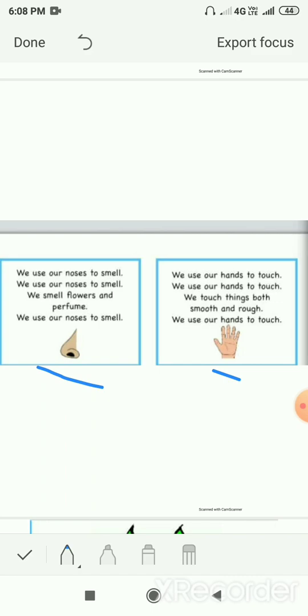We use our hands to touch. We touch things both smooth and rough.